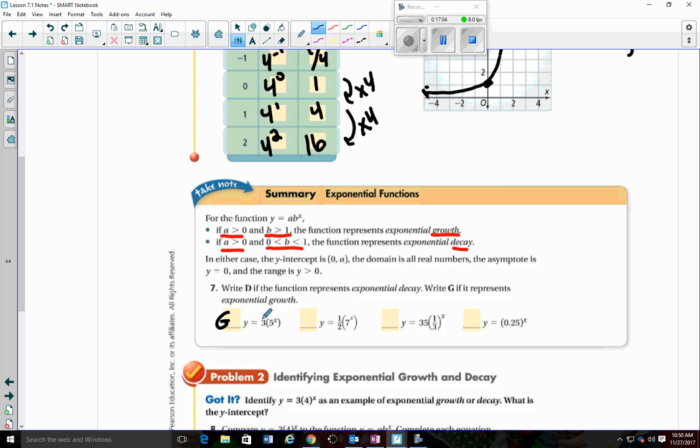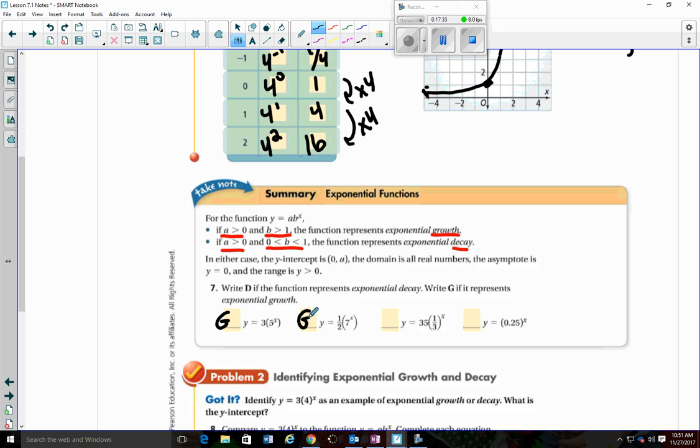All right, so now this next one. Okay, my a is 1/2, because that's the number in front, and my base is 7. So the only thing I care about with my a is whether it's positive. The fact that that's a fraction has nothing to do with whether it's a growth or a decay. It's just the fact that it's a positive value. So this is positive. Again, my base is 7. So is that a growth or a decay? Good.